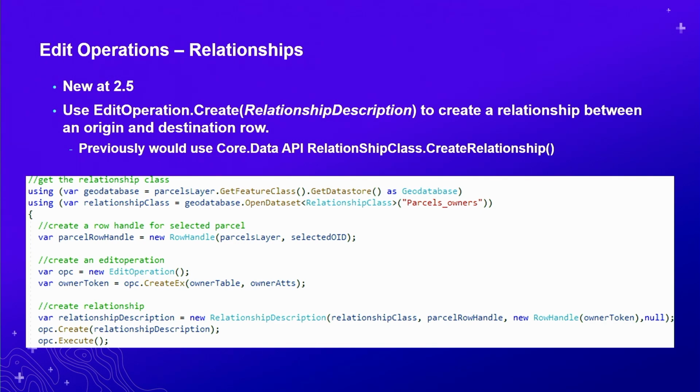We showed it in the attachments demo. It also returns a token which I can then turn into a row handle, and then I create a new relationship description, which I'm going to use as the parameter for the edit operation create. That takes the relationship class that I found from the geodatabase, an origin row handle, which is the parcel's, and a destination row handle, which is the owner table record that I will create. Then I simply create that relationship through an edit operation and execute it.